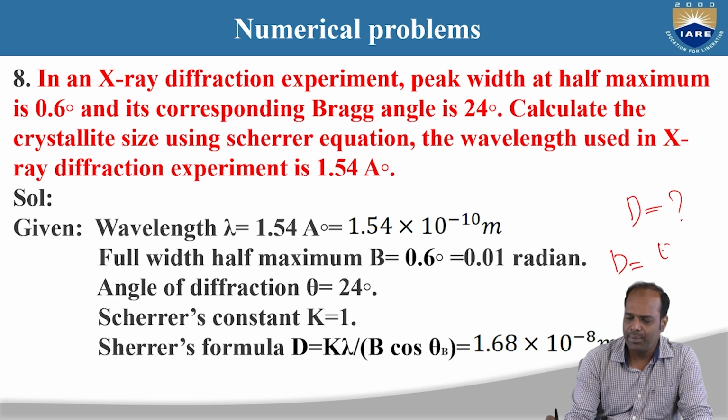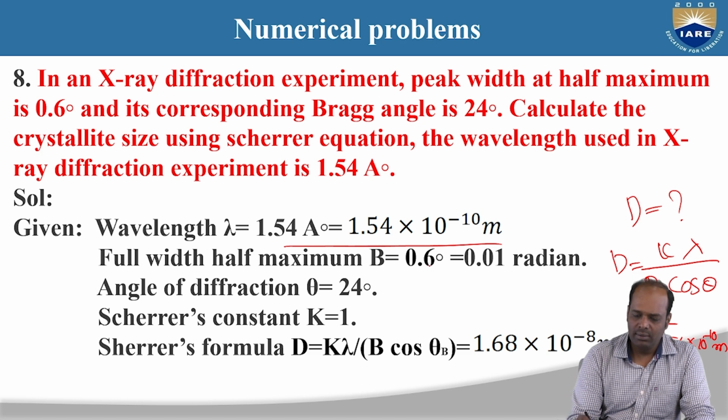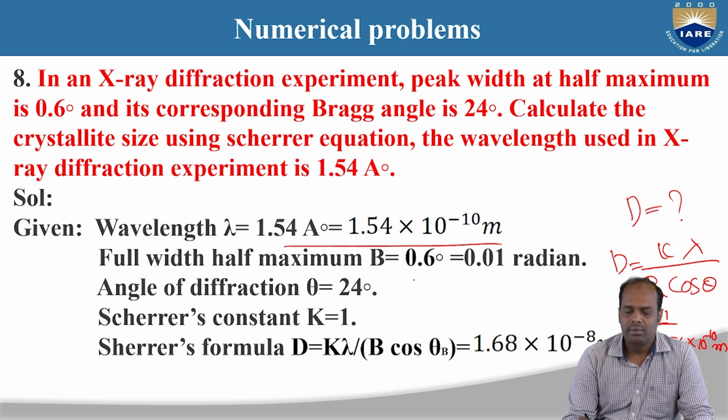D = Kλ / β cos θ. K is the Scherrer constant, which is 1. λ is 1.54 angstrom, where 1 angstrom is 10^-10 meters. The full width of maxima is given as 0.6 degrees, but we need to convert it to SI units, so in radians it is 0.01 radians. θ, the angle of diffraction, is 24 degrees.